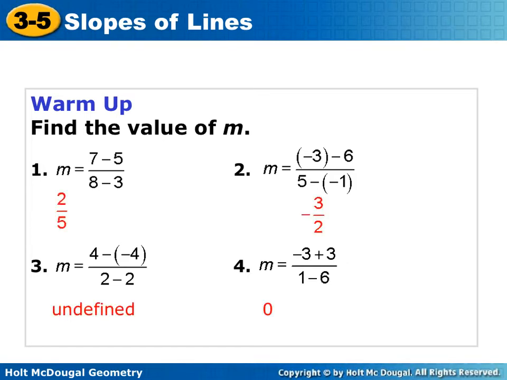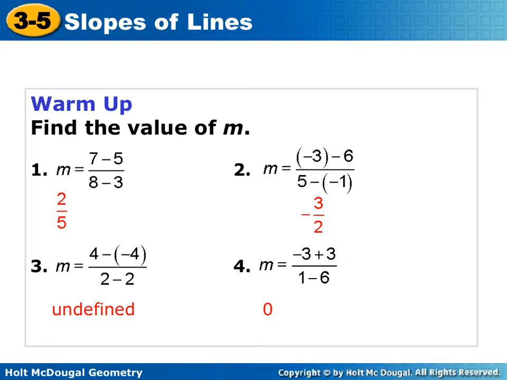Hopefully you took time to do these real quick. Basically what you have is the slope equation here. It's usually y2 minus y1 over x2 minus x1, so they plug in different numbers here. Notice the first one you get 2/5. The second one's negative 3/2. 3/4 might be one people usually miss. If 0 is on the bottom of the fraction, it's undefined. You cannot divide by 0.